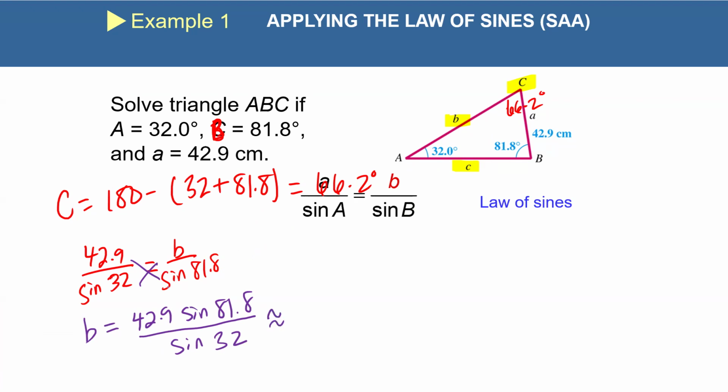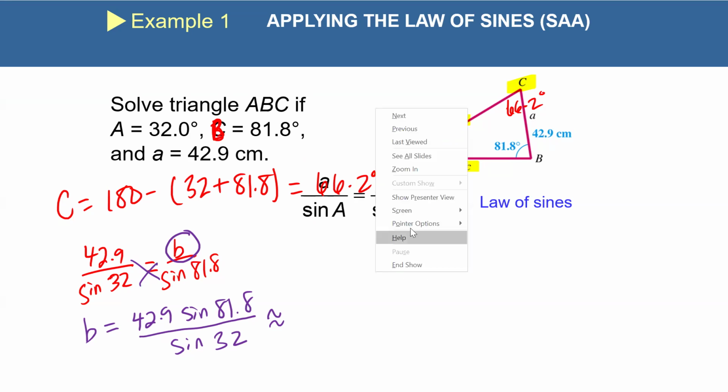When you have a proportion, you cross multiply and divide because you have to get B by itself. Because we cross multiplied, these are numbers. Sine of 81.8 is a number. We're trying to get B by itself. So after we cross multiply, then we have to divide by whatever is with the variable. Whatever's with the variable is what you're dividing by. So yes, cross multiply, then we divide.